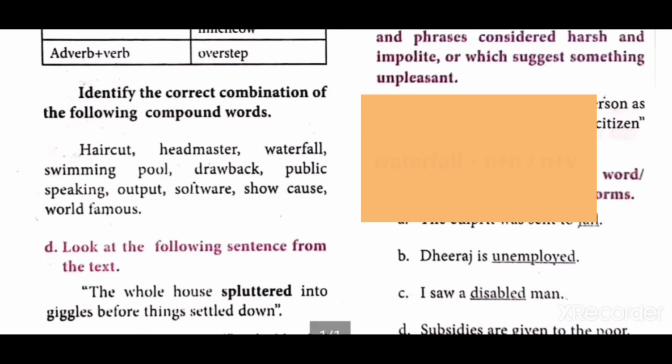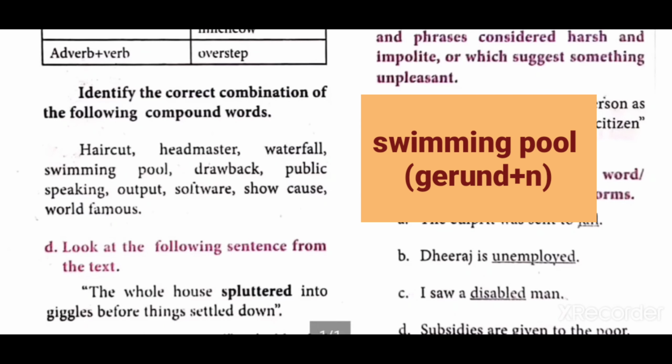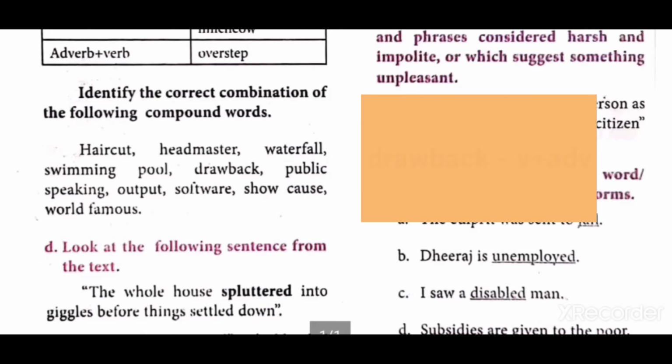And the third one is waterfall, and the combination is noun plus noun or noun plus verb. The next one is swimming pool, and the combination is gerund plus noun. And the fifth one is drawback, and the combination is verb plus adverb.